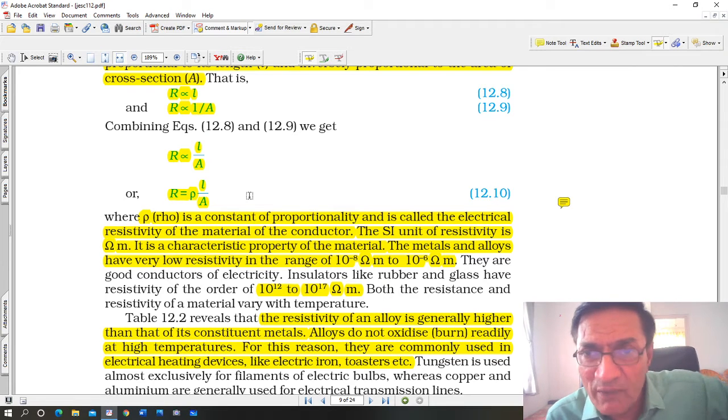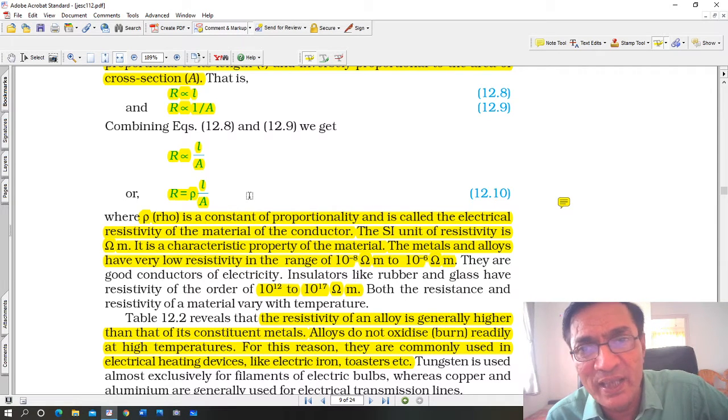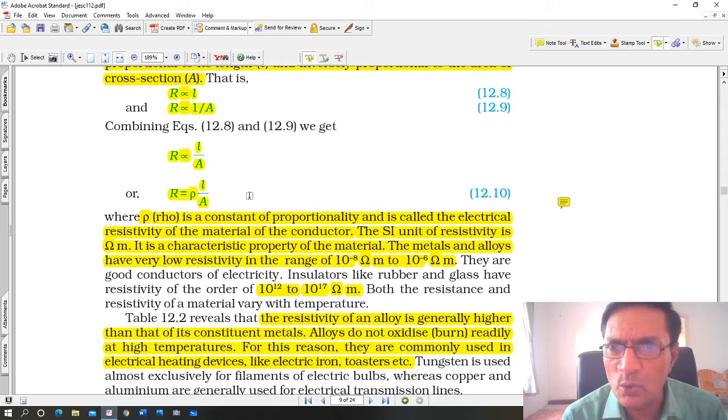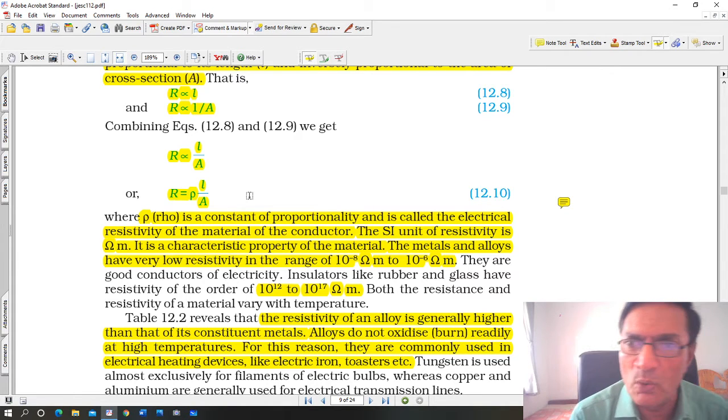So see that formula. R is equal to rho L upon A. It's the Greek letter rho, not P. It looks like P, but it is rho, a Greek symbol. L is the length of the material of the wire and A is the area of cross section, or thickness. Rho is a constant of proportionality and is called the electrical resistivity of the material of the conductor. Just saying resistivity is also okay, you don't need to say electrical resistivity in full.